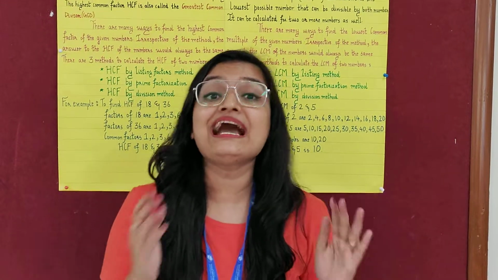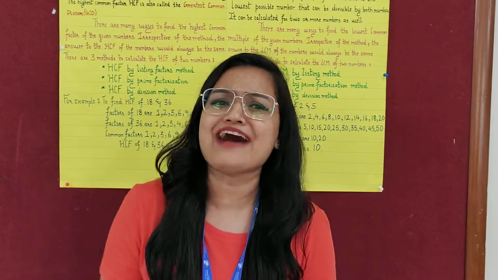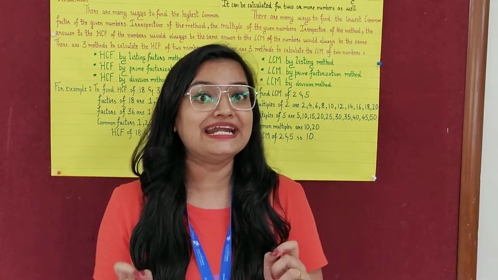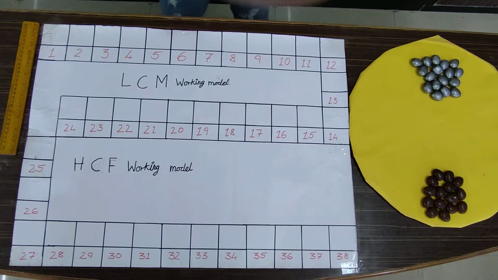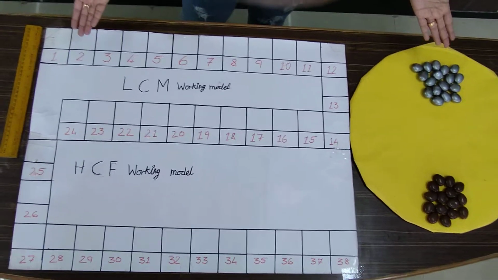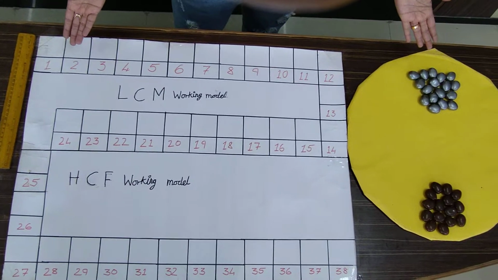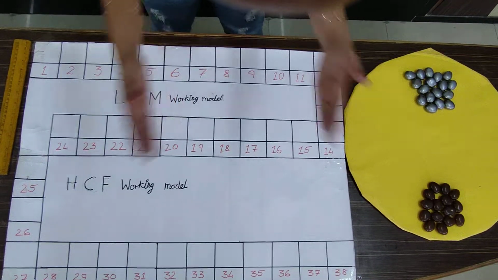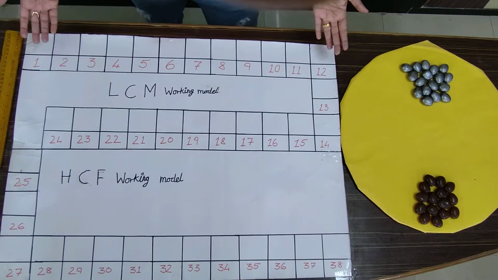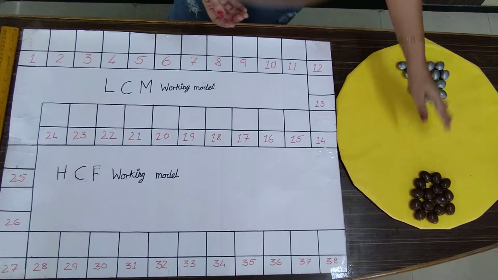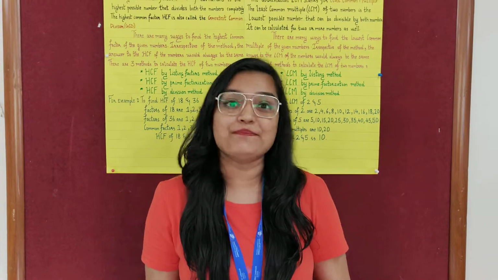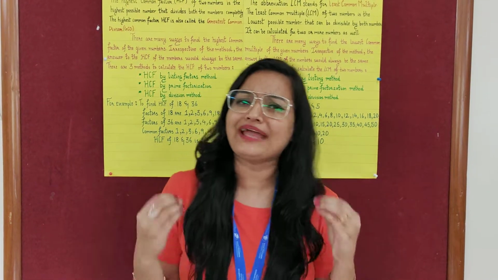Now, to find out the highest common factor, we have a very interesting teaching aid which is going to help us to find out that highest common factor. This teaching aid is going to help us to understand HCF and LCM. In this teaching aid, we have a very big chart with beautiful numbers and very amazing pebbles. This teaching aid is going to help us to find out the HCF of any two numbers.